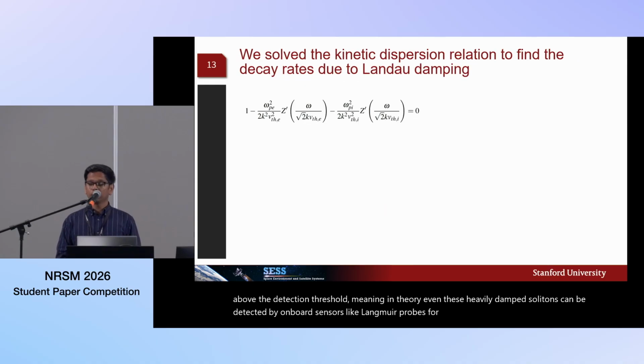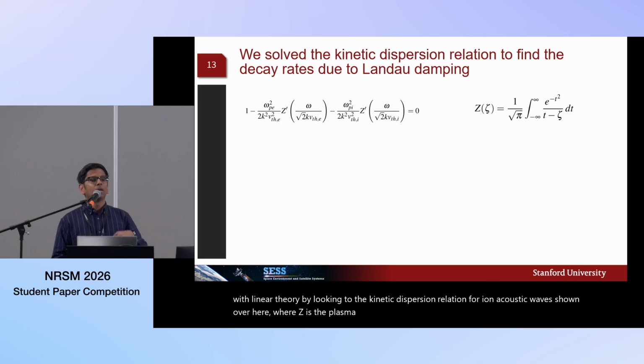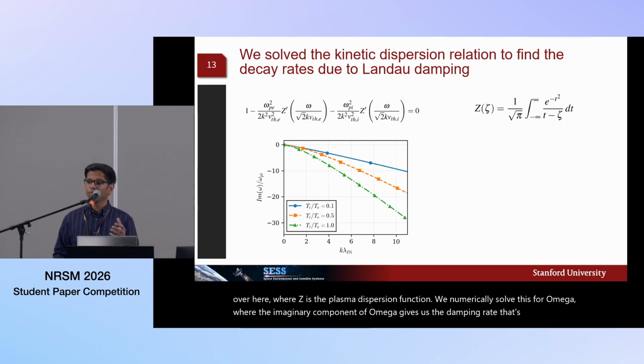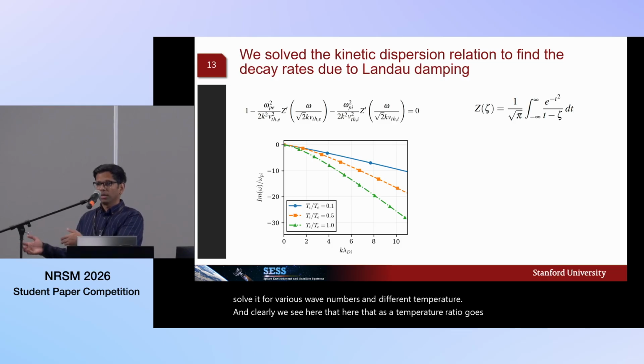We can then compare this with linear theory by looking to the kinetic dispersion relation for ion acoustic waves, shown over here, where Z is the plasma dispersion function. We numerically solve this for omega, where the imaginary component of omega gives us the damping rate. That's what I do here. I solve it for various wave numbers and different temperature ratios, and clearly we see here that as the temperature ratio goes up, so does the damping rate.